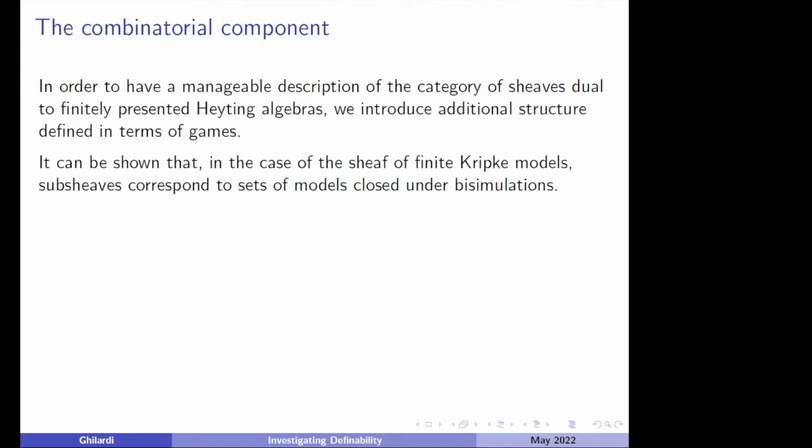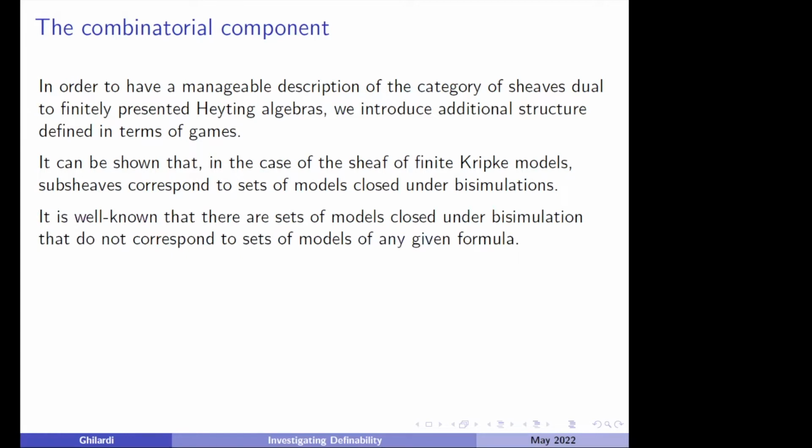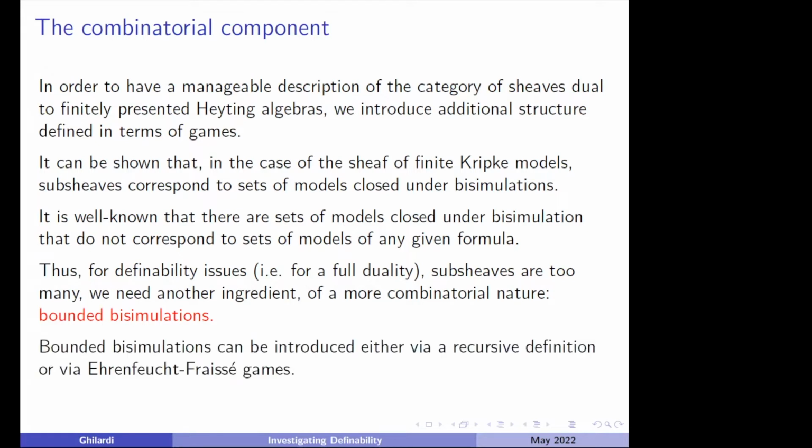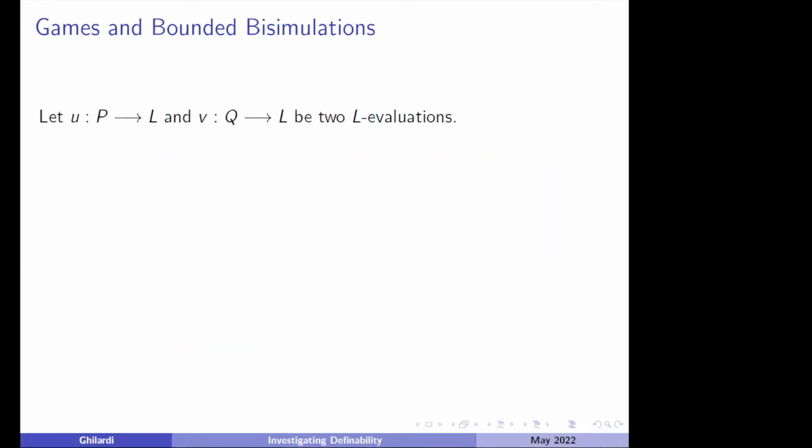But bisimulation is not sufficient, because there are classes of models which are closed under bisimulation but are not the set of models of a formula. So we need more, and we need what we call bounded bisimulation of a certain number, and this is defined by Ehrenfeucht-Fraïssé style games in the following way. Suppose that you have two evaluations over the set of the same finite posets, and we have two players. This is a standard kind of game that we use in model theory, finite model theory for instance.